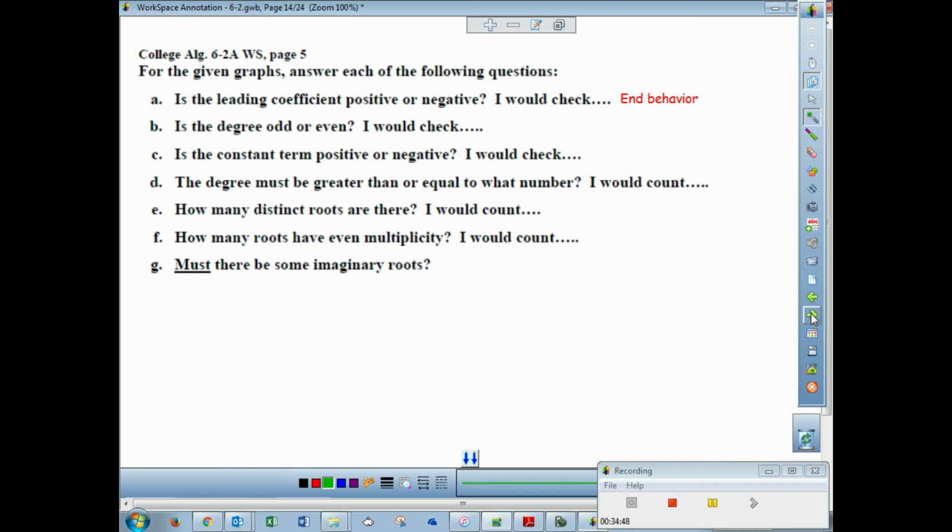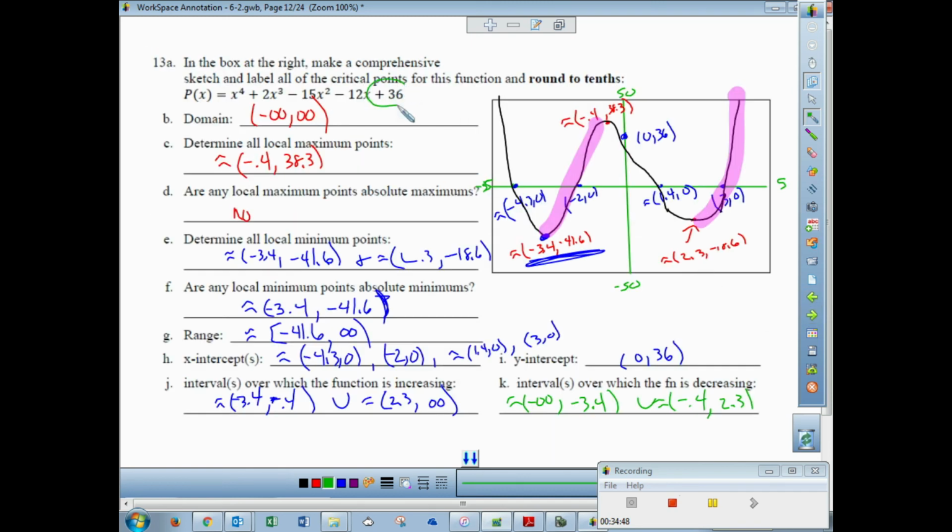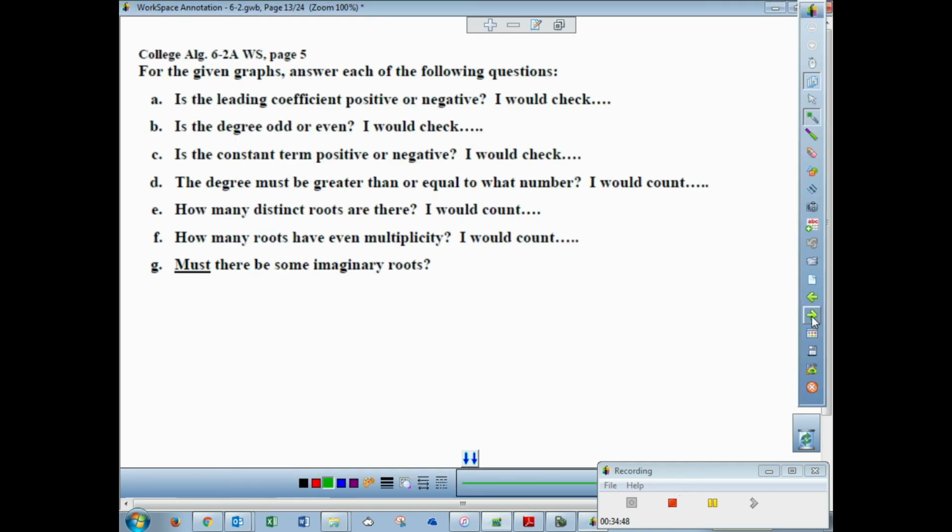Is the constant term positive or negative? Let's go back a phrase. The constant term. What was so great about the constant term? He was really the y-intercept. So this y-intercept, isn't he 36? That's above the x-axis. What are you looking at for the constant term? You check the y-intercept.